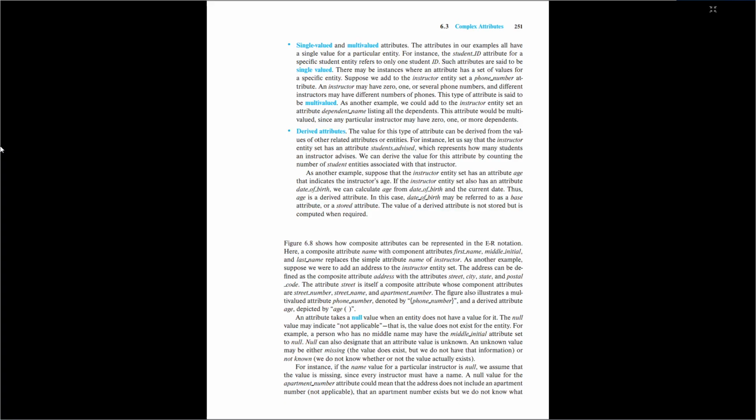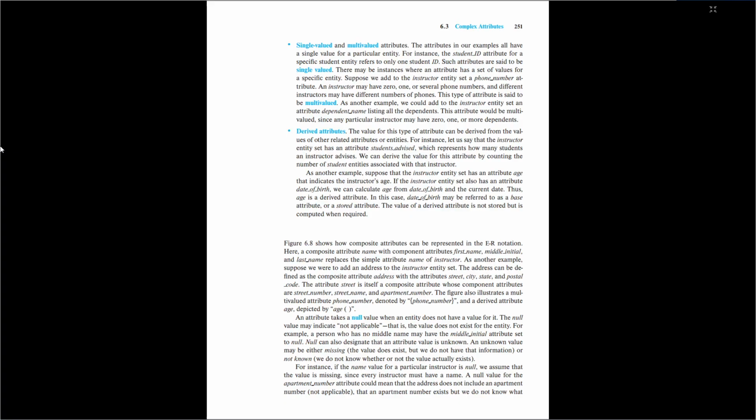Figure 6.8 shows how composite attributes can be represented in the E-R notation. Here, a composite attribute name with component attributes first name, middle initial, and last name replaces the simple attribute name of instructor. As another example, suppose we were to add an address to the instructor entity set. The address can be defined as the composite attribute address with the attributes street, city, state, and postal code. The attribute street is itself a composite attribute whose component attributes are street number, street name, and apartment number. The figure also illustrates a multi-valued attribute phone number, denoted by braces around phone number, and a derived attribute age, depicted by age with parentheses.